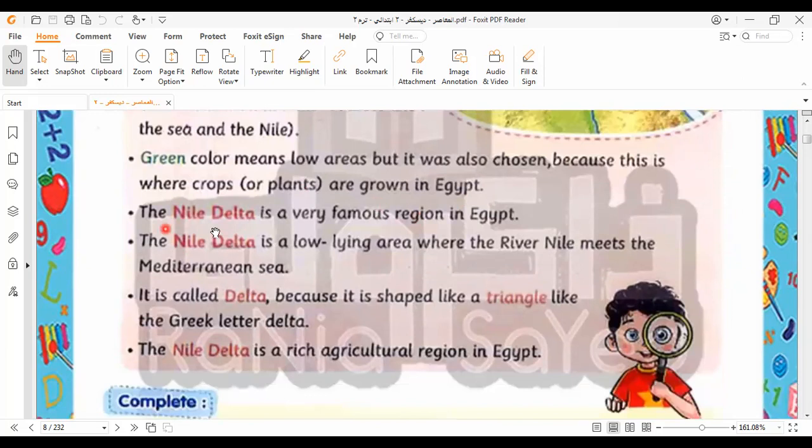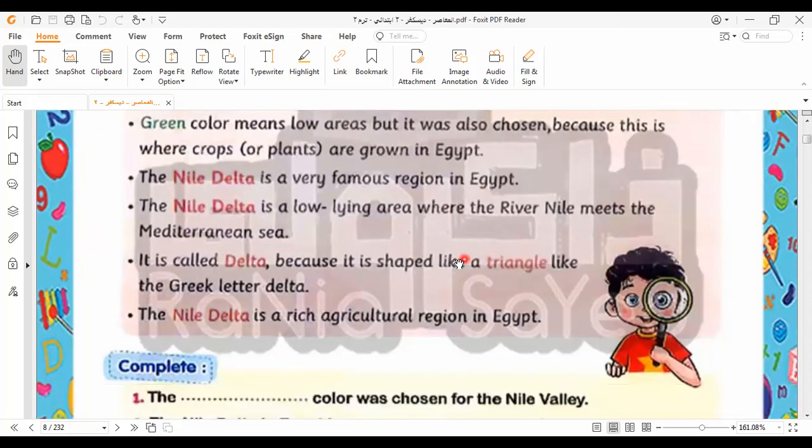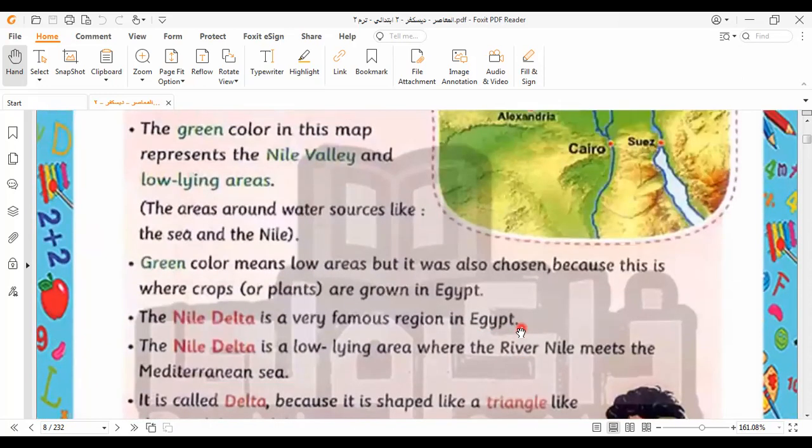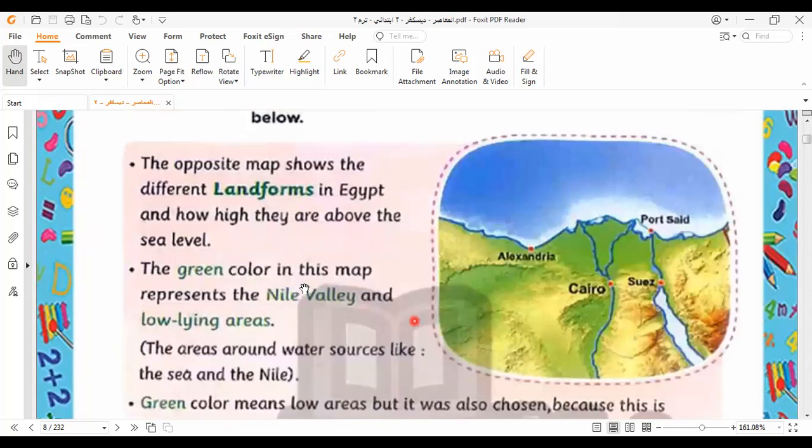Okay, the Nile Delta is a very famous region in Egypt. The Nile Delta is a low-lying area where the river Nile meets the Mediterranean Sea. It's called delta because it's shaped like a triangle, like the Greek letter delta. The Nile Delta is a rich agriculture region in Egypt. I will read it again to know and answer the question below.